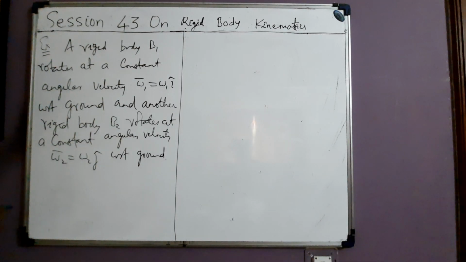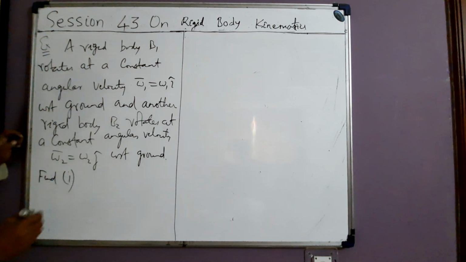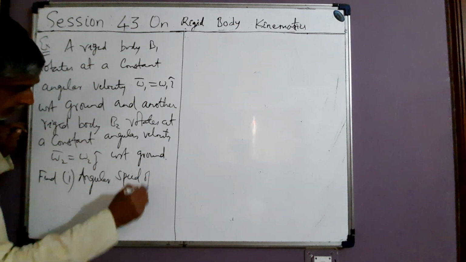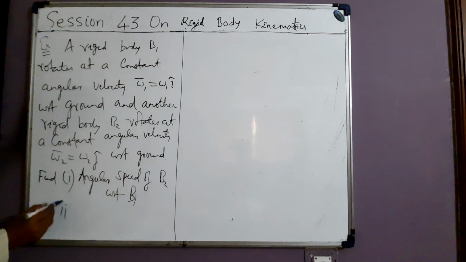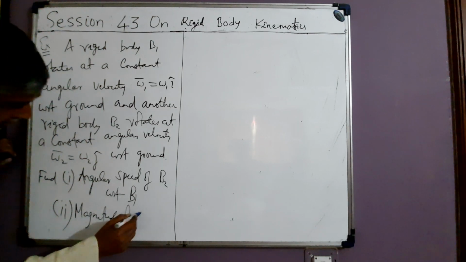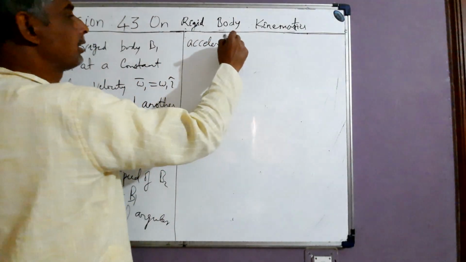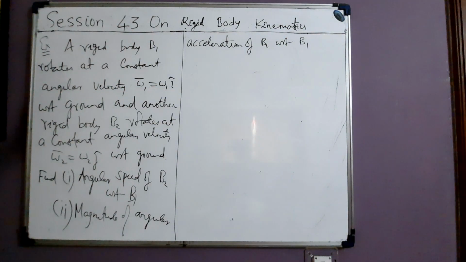Now two things we have to determine. Find first, relative angular speed of B2 with respect to B1. And second, magnitude of angular acceleration of B2 with respect to B1. These two things we have to determine, okay?